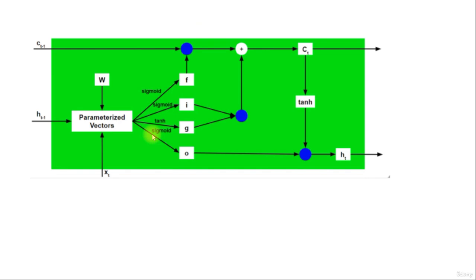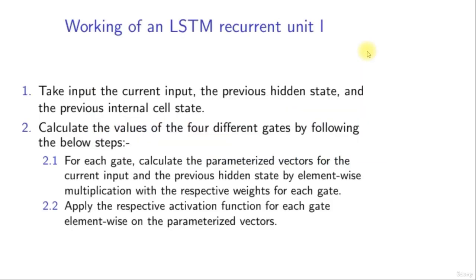I'll show you the visual representation of these gates. As you can see, we have different gates and different activation functions used over here, mostly sigmoid and tanh, and finally this tanh function is used over here. So all these multiplications are performed, and then finally the output is sent to the next step. So let's understand the working of LSTM.